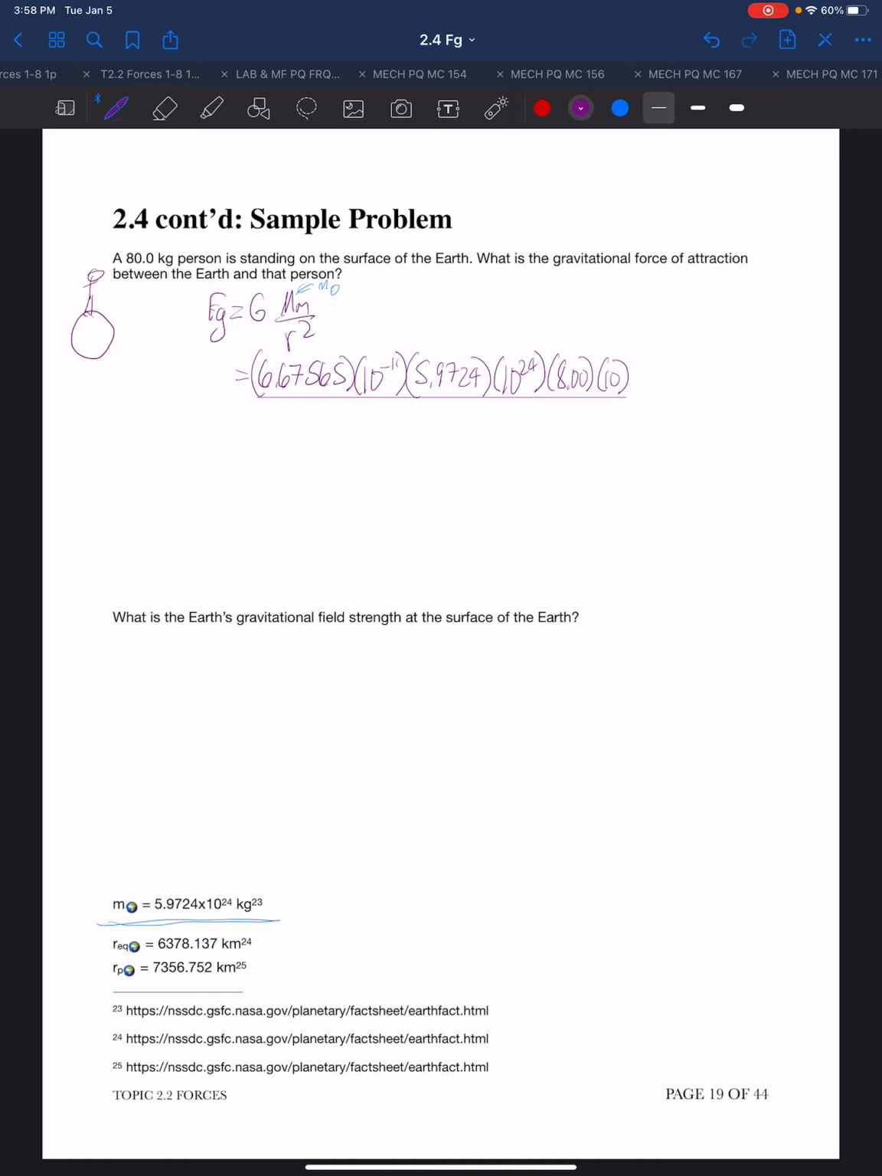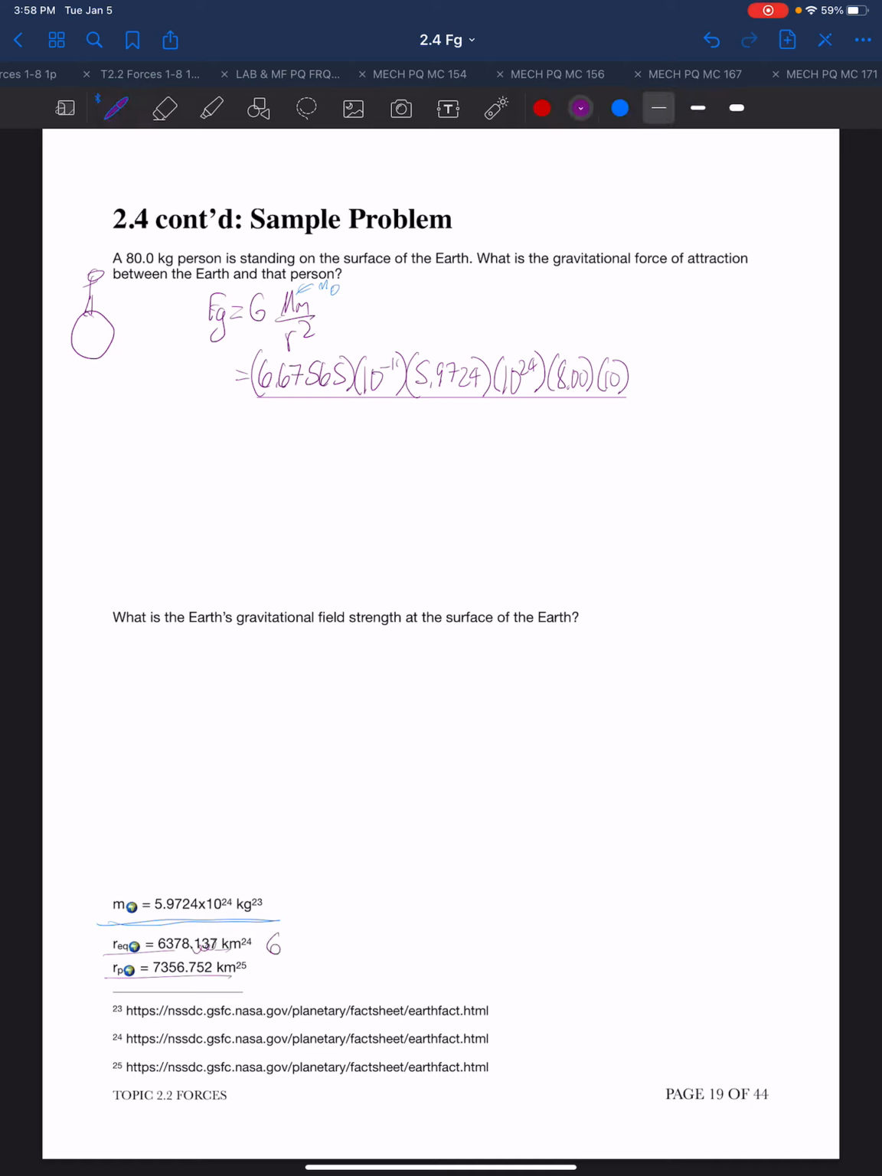Now the distance between their centers is the radius of the Earth. Now you learned in Earth science that the radius of the Earth at the equator and the poles are two different numbers. And we'll start out using the radius of the Earth. Now in this case, R does happen to mean the radius of the Earth, but that's only because we are just standing on it at the equator. So we have a radius of 6,378.137 kilometers, but we need our measurements in meters. So kilo means 1,000, so we are going to multiply it by 1,000.